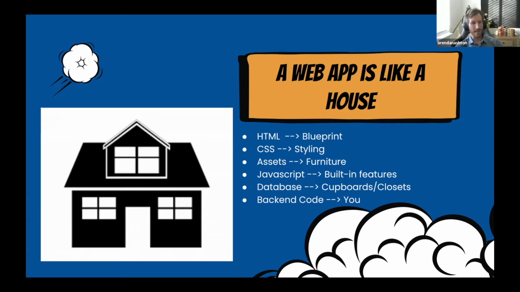And then the backend code is everything that lives inside this house. It's you. And you are the most complicated piece of this. And you can perform a lot of actions. You can do a lot of things. You can throw a dance party. You can shop online. You can do whatever from your house. And that's all the backend code. So everything that is done inside this web application is handled by the backend code. So that's a little tour of a web app.